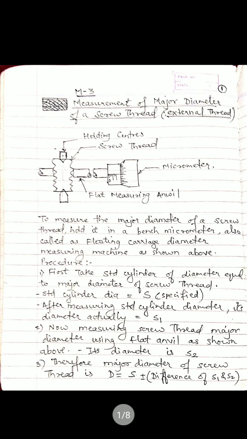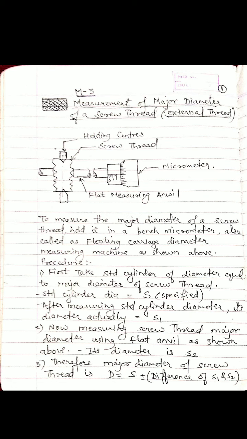Then what I do, I take the screw thread whose major diameter I want to measure. This screw thread I fit into the anvils of the bench micrometer and I also measure its diameter. I found that the major diameter of this screw thread now is equal to S2. So how to measure the diameter now?